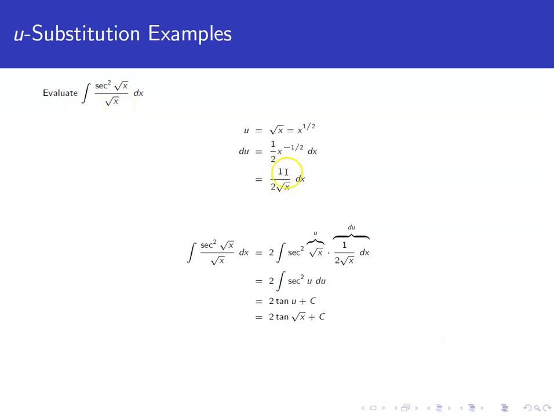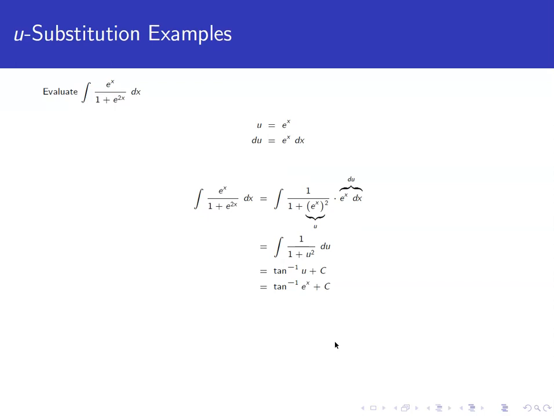We need to adjust for the 1/2 that we need for the du by putting a 2 out in front. So we get 2 times the integral, then we have the secant squared of root x, and then a 1 over 2 root x dx for our du. Making our substitution now, we get 2 times the integral of secant squared u du. An antiderivative for secant squared is tangent, so now we have 2 tangent u plus c. And then plugging back in what u is equal to, we get 2 tangent root x plus c.